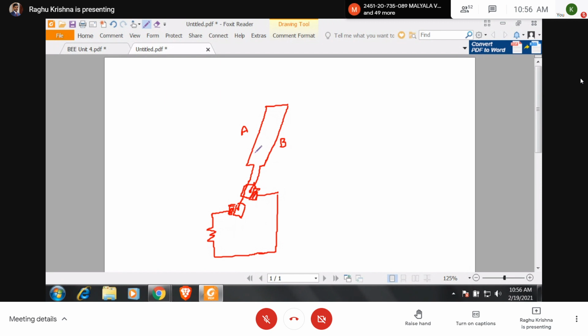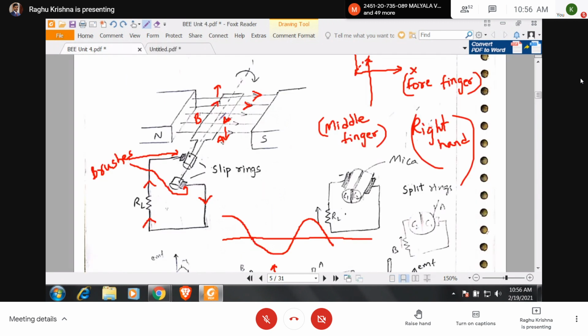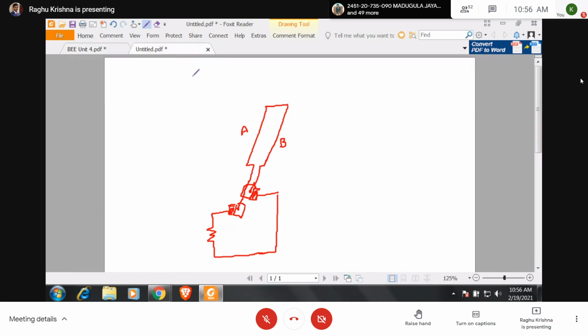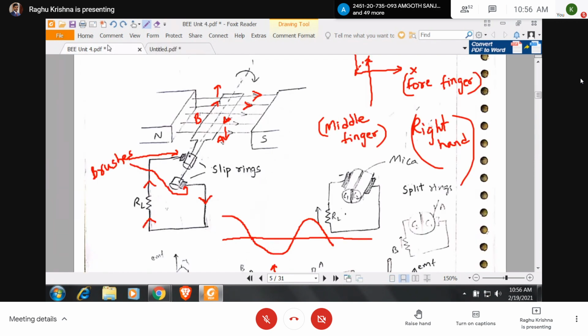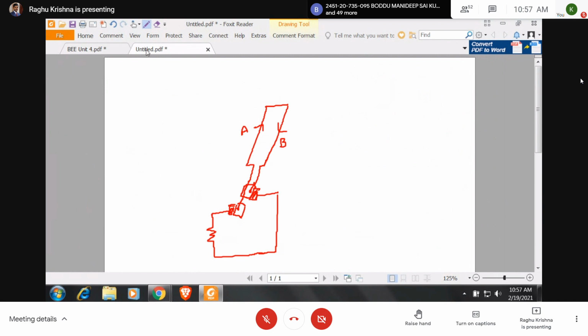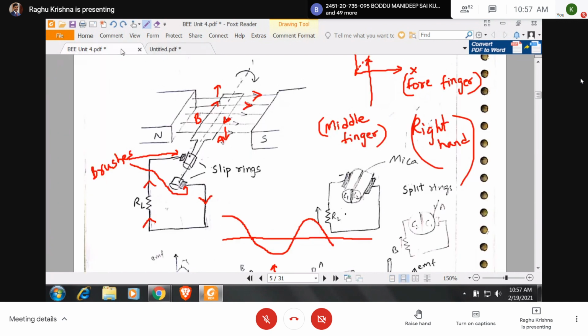Now here, what about the direction of the current here? So here you can place the same directions here also. So here in this, the direction of the current will be like this, and here the direction of the current will be like this, and here you can see here A is connected.